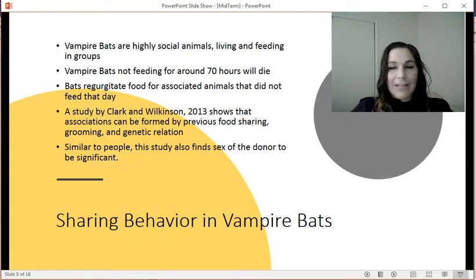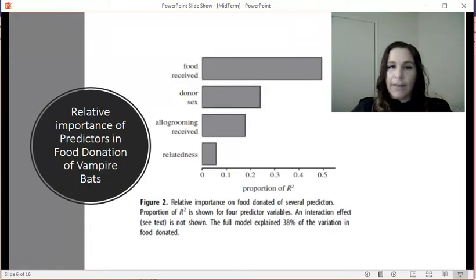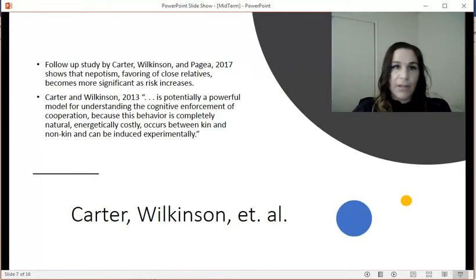So when bats in the same group, same roosting group, go out and feed at night and come back, those animals that did not feed for that night will have food donated to them from other bats in the form of regurgitation. Clark and Wilkinson shows in their 2013 study that associations between animals can be formed by previous food sharing, grooming, and genetic relationship. Similar to in people, this study found that the sex of the donor is very significant. And these are the relative importance of those factors found in that study.